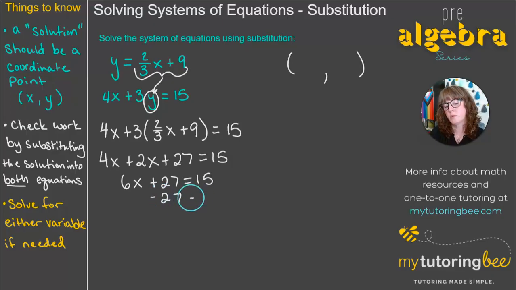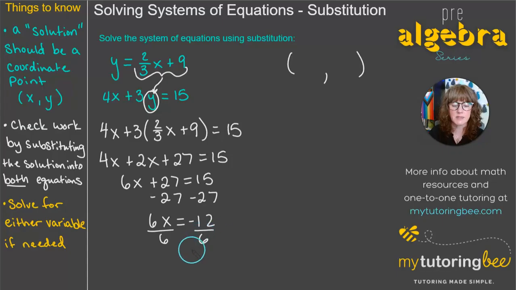Subtract 27 from both sides. So we've got 6x equals, let's see, 27 minus 15 would give me 12, and that should give us a negative 12 since the 27 is negative. And then divide by 6, x equals negative 2. So we found the first part of our solution, which is negative 2 for the x value.